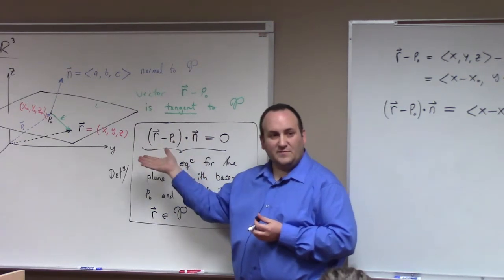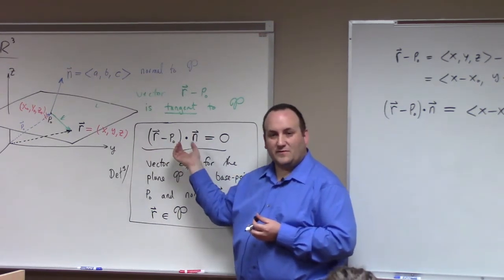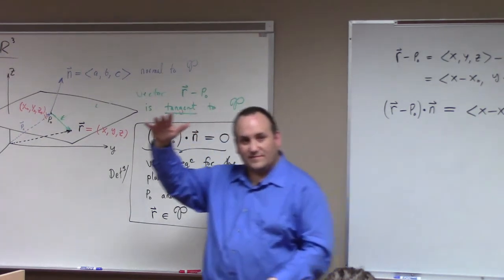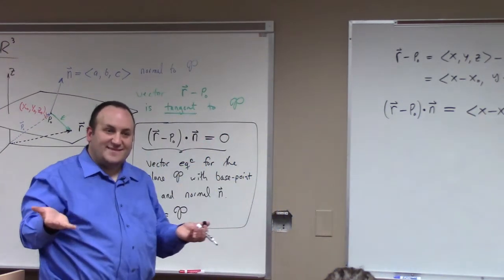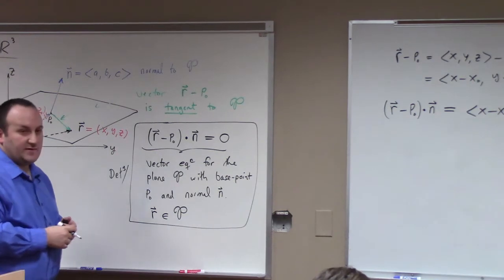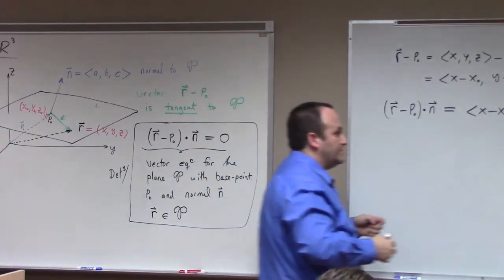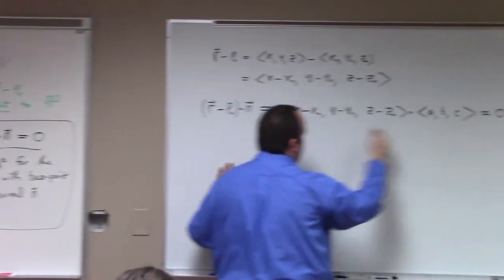Every single vector. All right, so if you make n equal to 0, the solution set to this equation is all of 3 dimensions. That's not a plane, right? So you need the normal to be non-zero. At least one of the entries has to be non-zero. Not all of them, but at least one. And in that case, we take the dot product, and here we go.